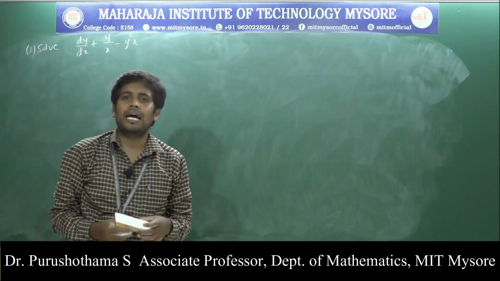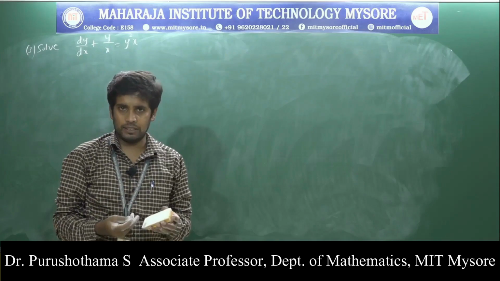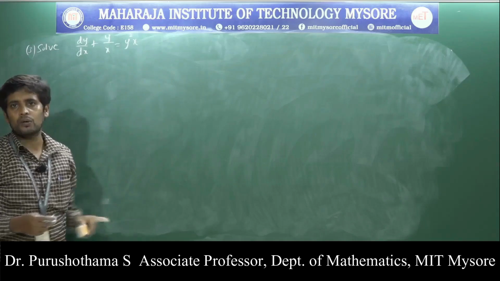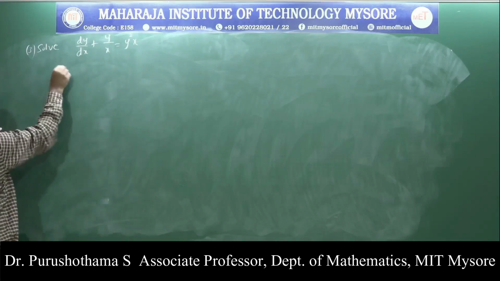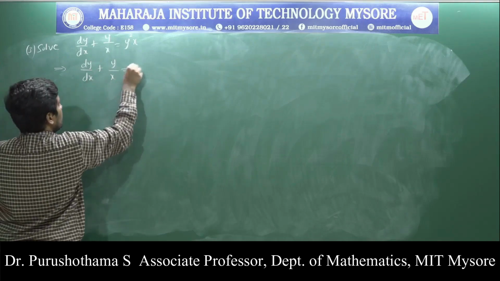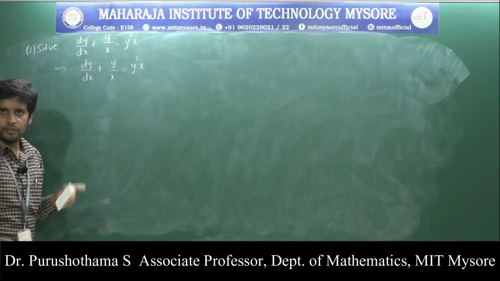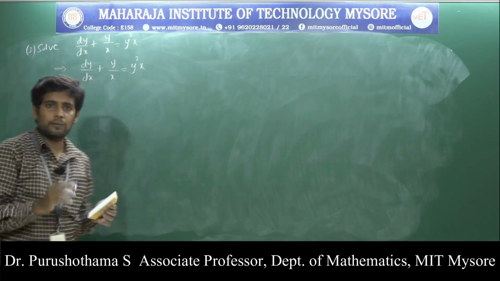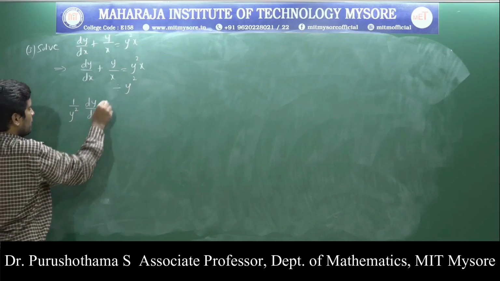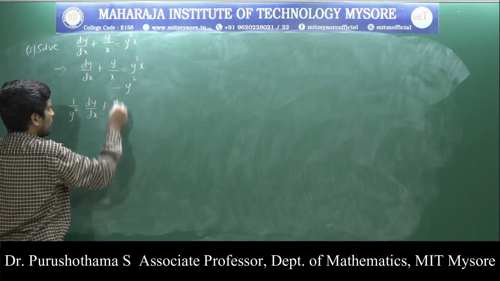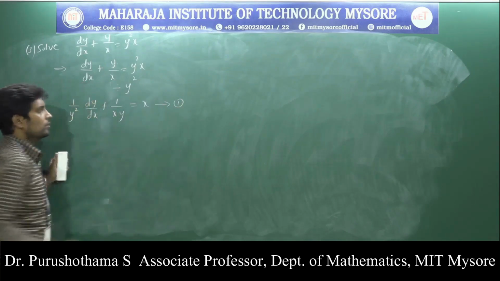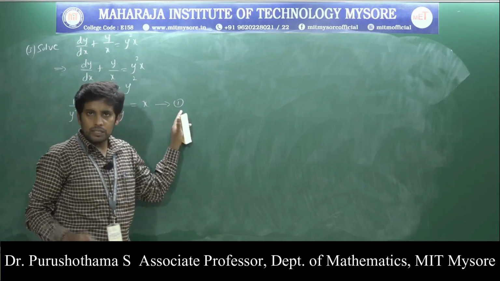Now I am going to solve the last problem in Bernoulli's differential equation. The problem is to solve dy by dx plus y by x is equal to y square into x. First write the given equation as it is, dy by dx plus y by x is equal to y square into x. In the next line, divide the whole equation by y square. So the above equation becomes dy by dx plus 1 by x into y, where one y gets cancelled, is equal to x. Call this equation 1.